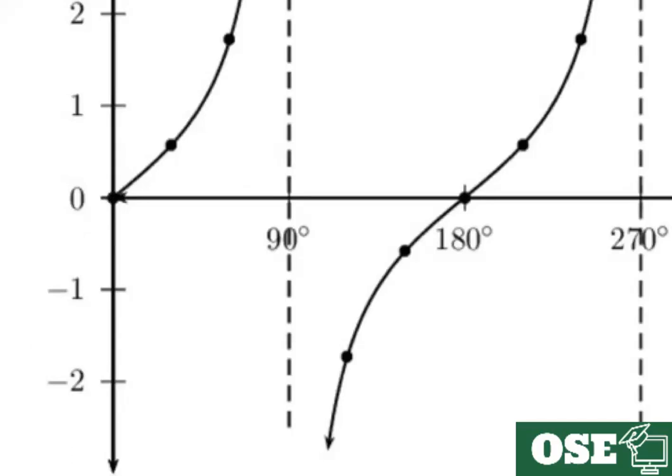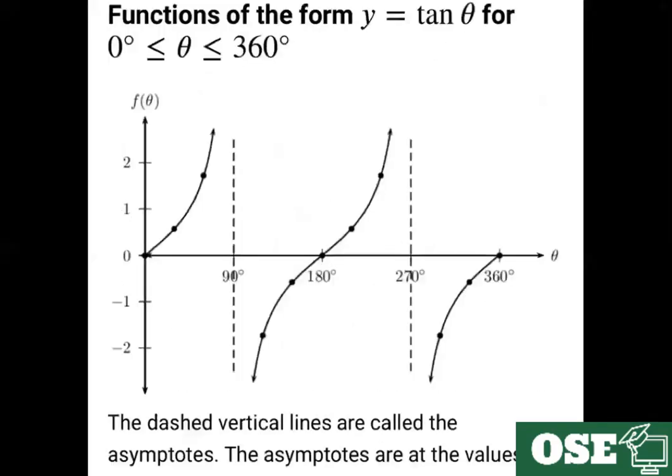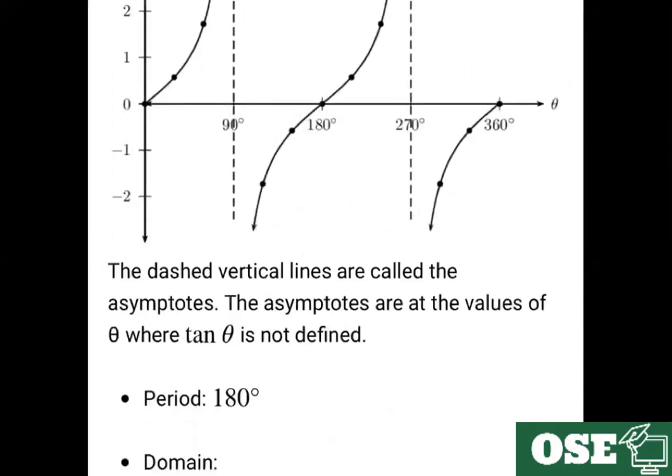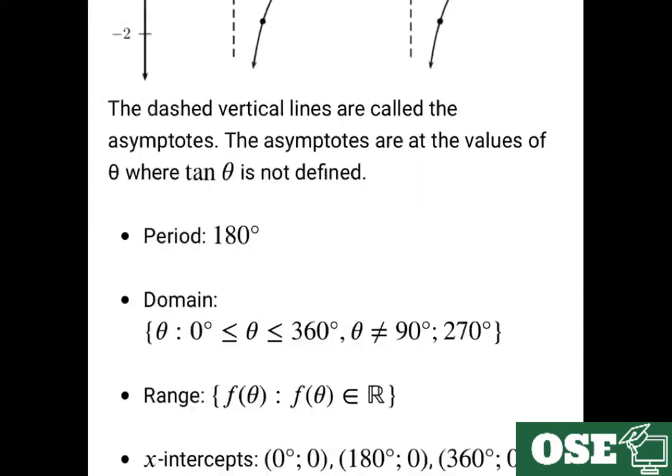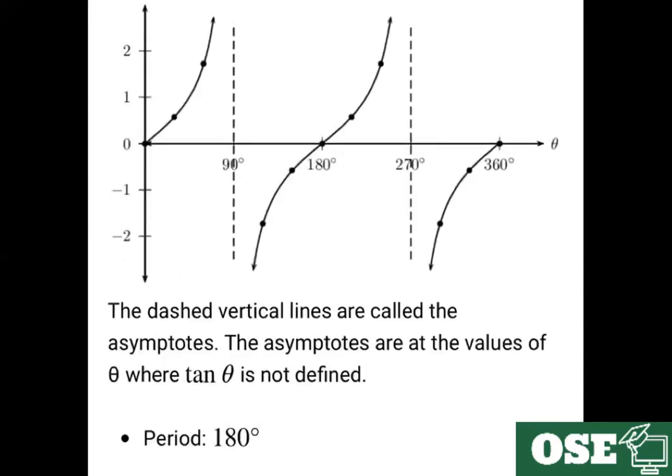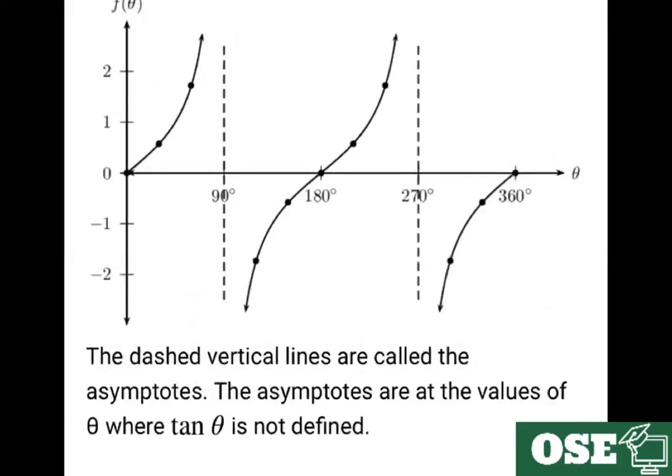Okay, and then the intercepts make sense by looking at this graph. Your y-intercept is 0, and your x-intercepts are 0, 180, and 360. Makes sense, right? Yes, ma'am. Thank you. And again, the asymptotes are 90 and 270. These are points where the graph is undefined.